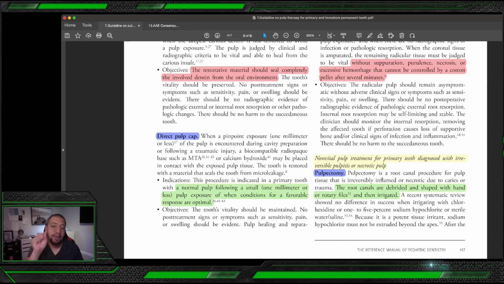which is pinpoint, 1 millimeter or 0.5 millimeter, and the incident happened just now, maybe half an hour ago or 1 hour ago. So with this all being said, direct pulp capping is a line of treatment for this one.